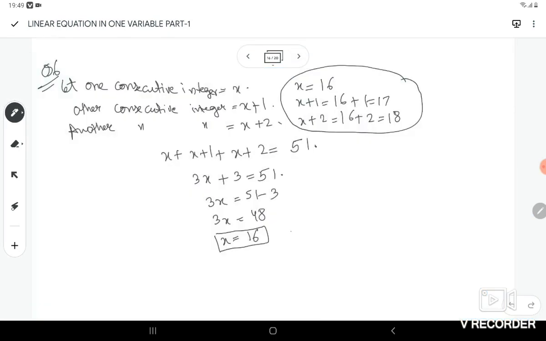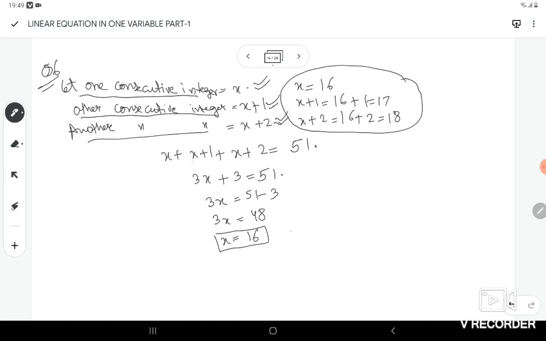Now the next question says that the sum of three consecutive integers is given to be equal to 51. We have to find what the values of the integers are. So let one of the consecutive integers be equal to x. So the other consecutive integer should be equal to x plus 1 and the third consecutive integer should be equal to x plus 2.